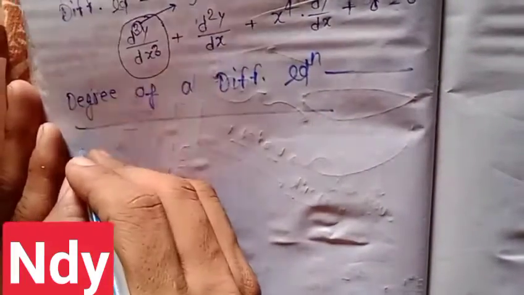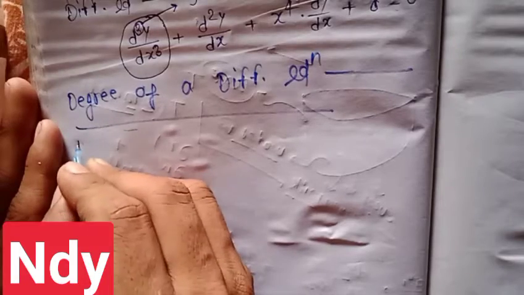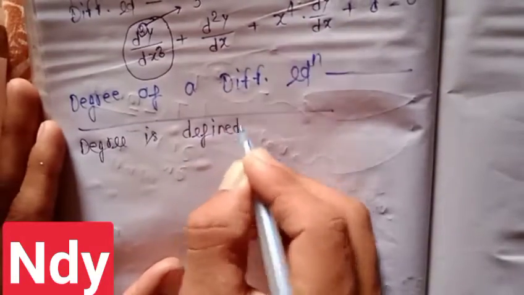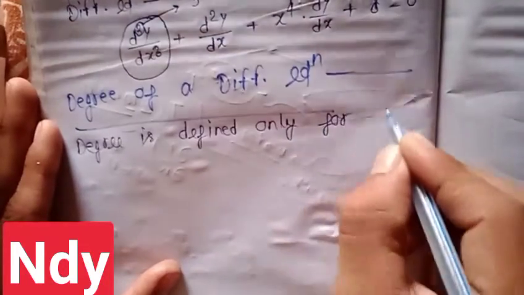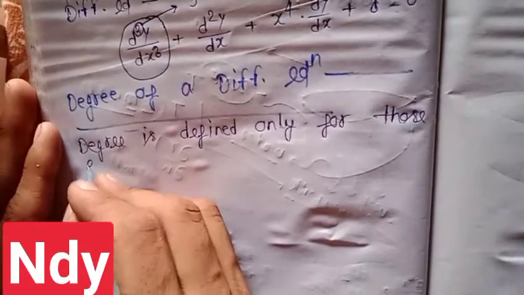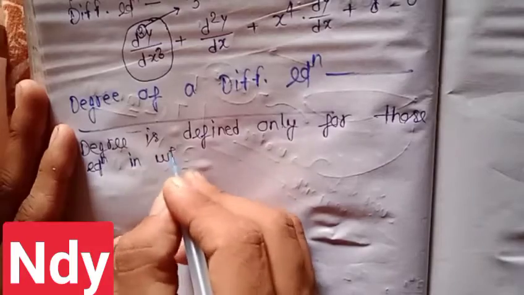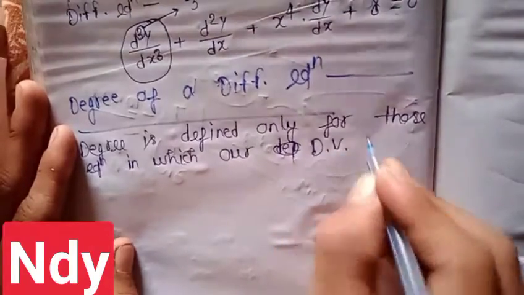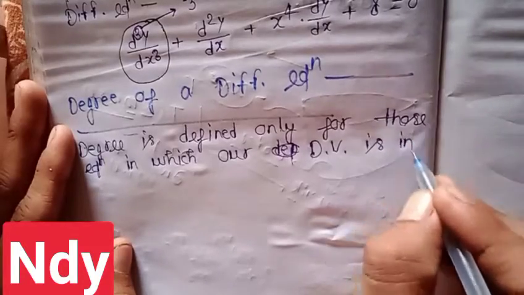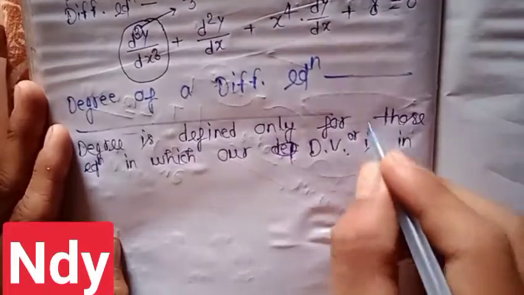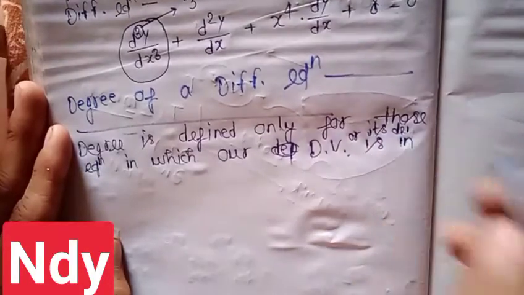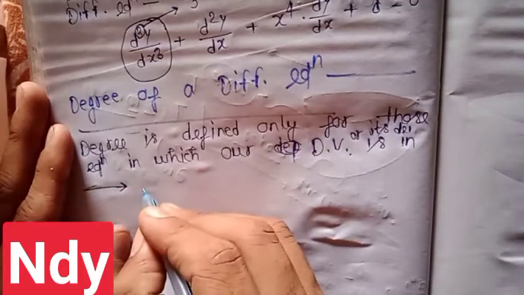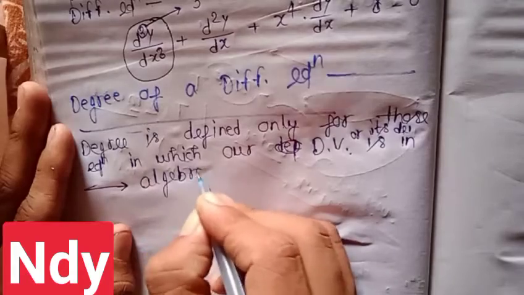So how do we define degree? First of all, degree is defined only for those equations in which the dependent variable, that is y, or its derivative with respect to the independent variable, is in the form of an algebraic equation only, or algebraic function.